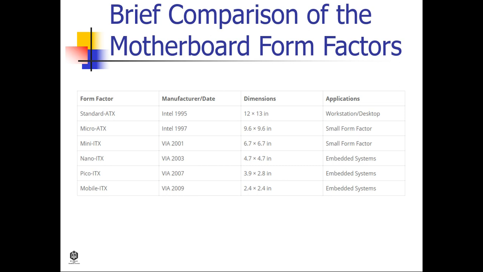Here is the brief comparison of the motherboard form factors: the form factors, manufacturer and date, dimensions, and the applications.